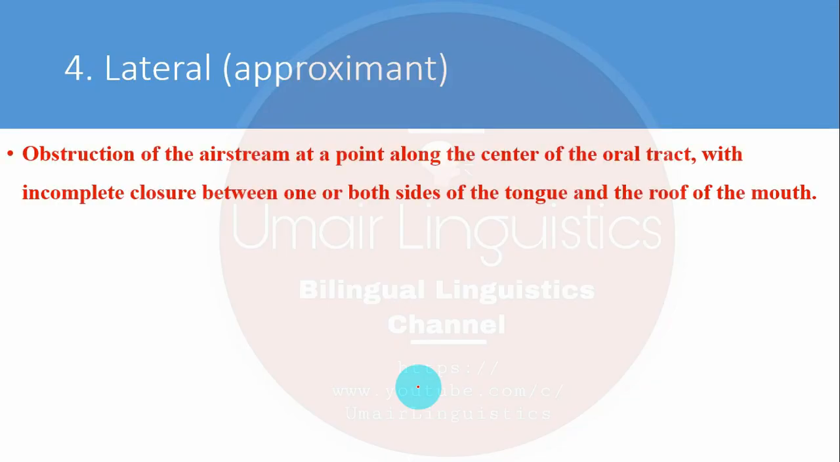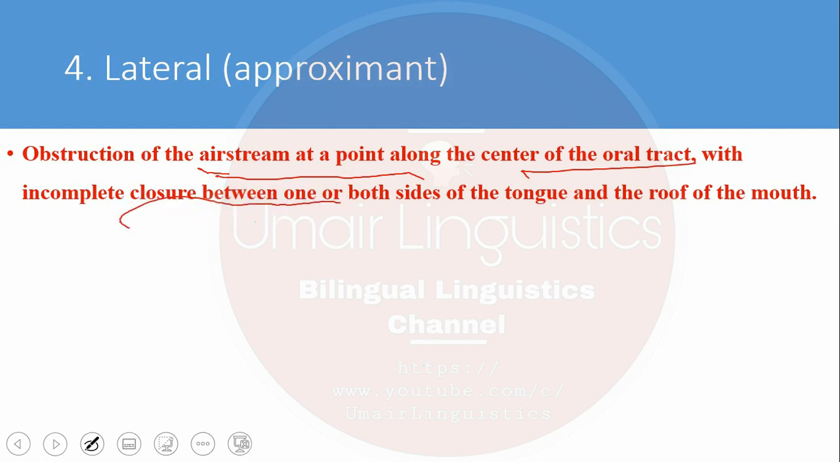Then we have lateral approximant. So what happens in lateral approximant? Once again, there is the obstruction of the airstream at a point along the center of the vocal tract, with incomplete closure between one or both sides of the tongue and the roof of the mouth. So once again, just like approximant, there will be no complete closure. There will be incomplete closure on both sides of the tongue and the roof of the mouth.